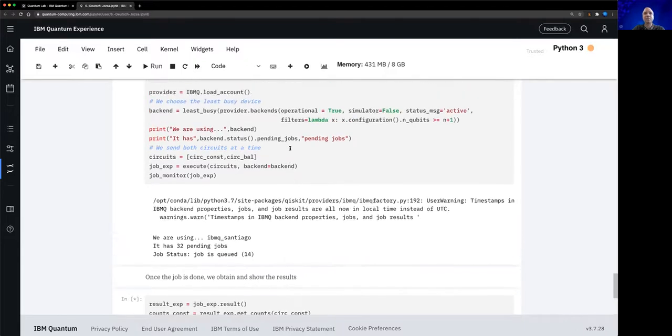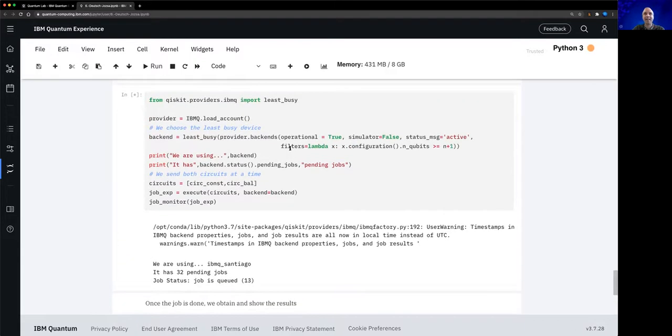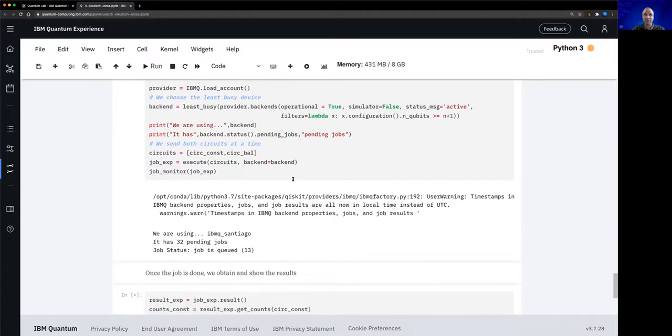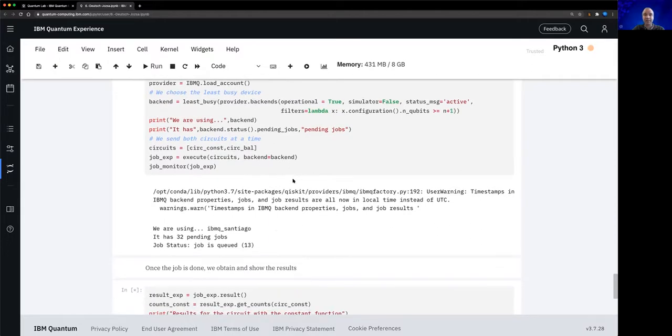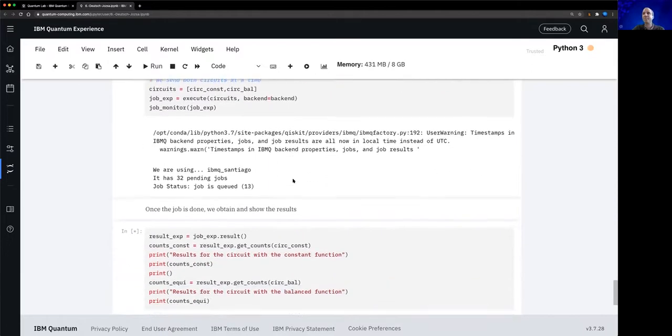We expect the circuit to return always zero when the function is constant and always something that is different from zero when the function is balanced. We will see what happens. Okay, any question up to this point? Okay, so let me please go back to my slides.